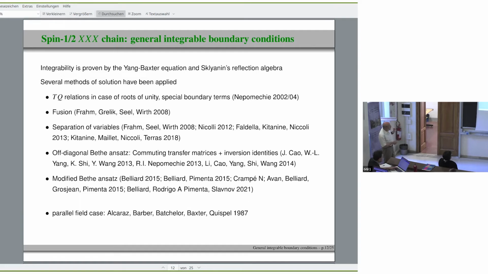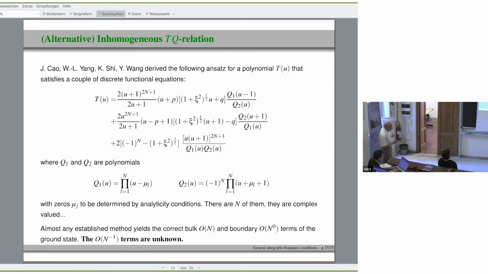I want to use work by Cao et al. They have two sets of TQ-like equations. One has been reproduced by separation of variables. I have to use a second version of the TQ relations, which come like this. This looks ugly. Let us just focus on the general structure. T is on the left-hand side. On the right-hand side, we have Q divided by Q expressions. So in principle, this is a TQ relation.